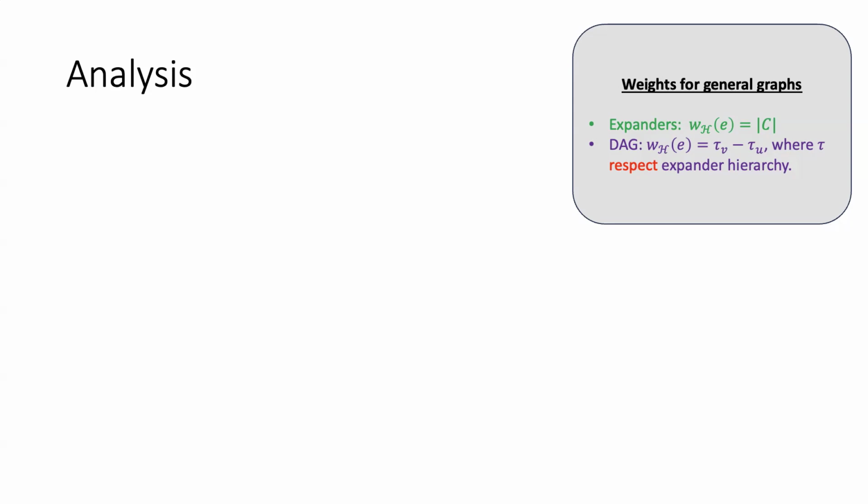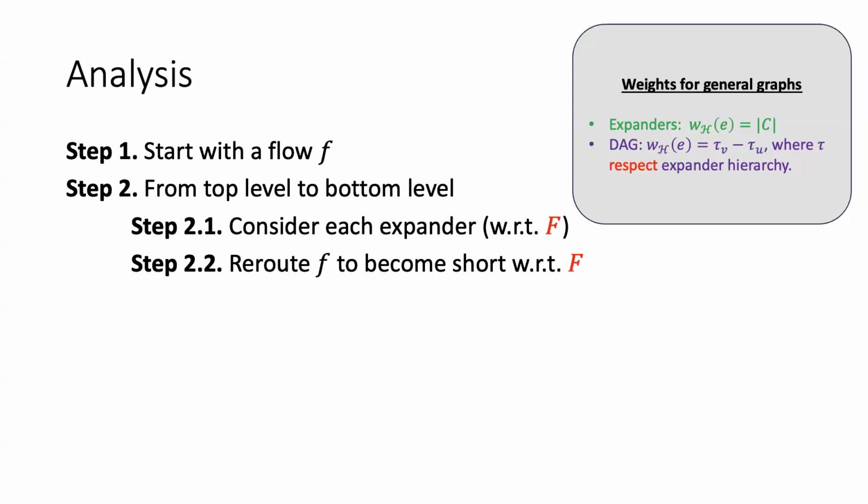So now we want to argue that we can reroute any flow so that it becomes short with respect to this weight function. How we do that is very simple. We start with the flow, and then we just go from the top level of the hierarchy to the bottom level of the hierarchy. And for each level, we consider the expander that it is in. Say it is with respect to some terminal edge set F. And then we just use its property to reroute the current flow so that it becomes short with respect to F, so that each flow path now contains very few edges in F.